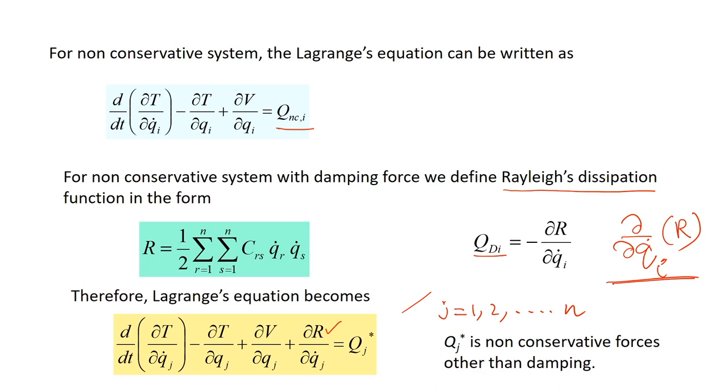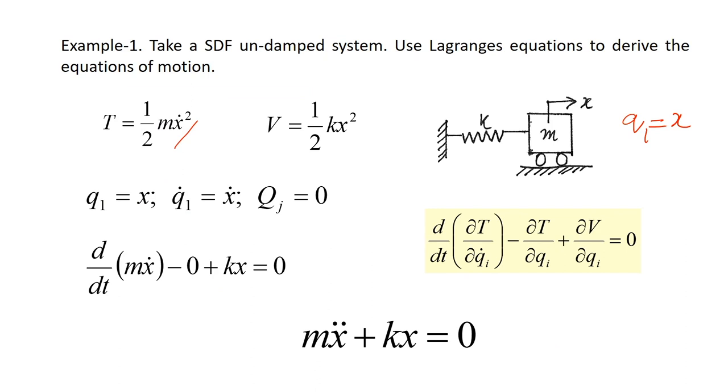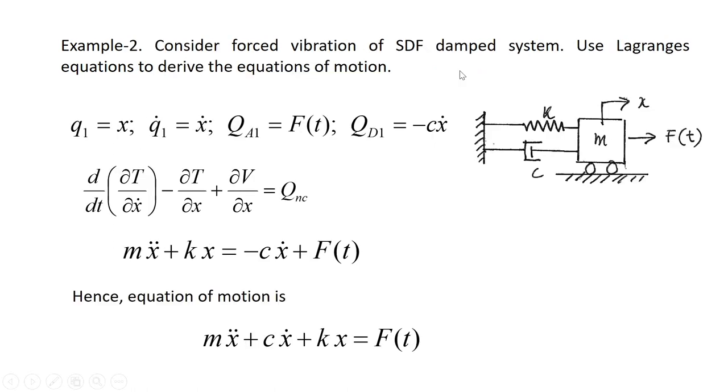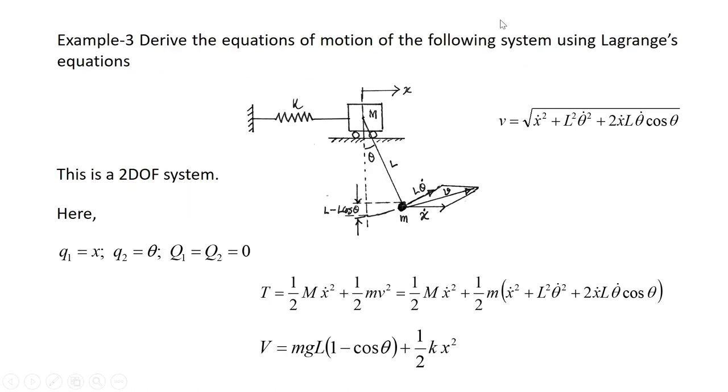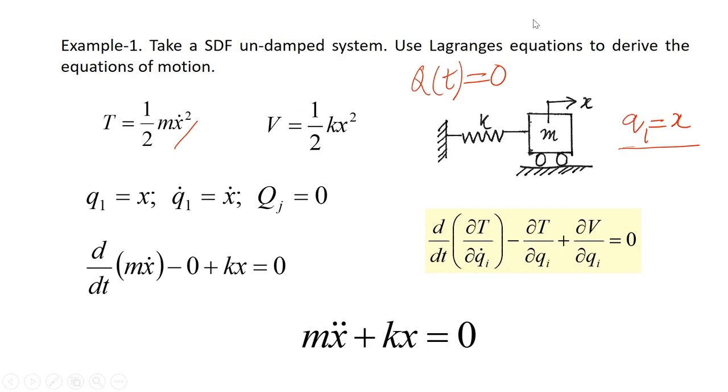So, therefore, in a single degree of freedom system, there will be only one equation, because there is only one generalized coordinate, q_1 equal to x, and q_1 dot is equal to x dot. And this is a free vibration problem. So, Q_j, there is no external force, so it is equal to 0. Okay.